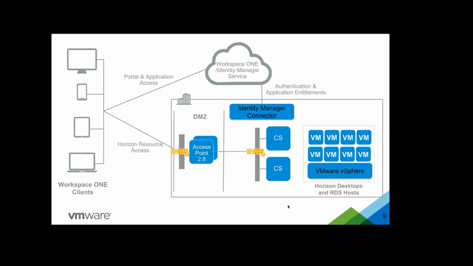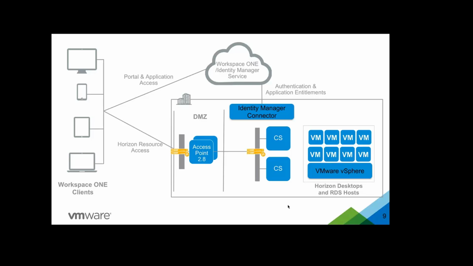One of the important security capabilities of Access Point is that it only forwards traffic into the data center if the traffic is on behalf of authenticated users. And on your right, in the green zone or internal network, is Horizon infrastructure that includes the View Connection servers and Horizon desktops.